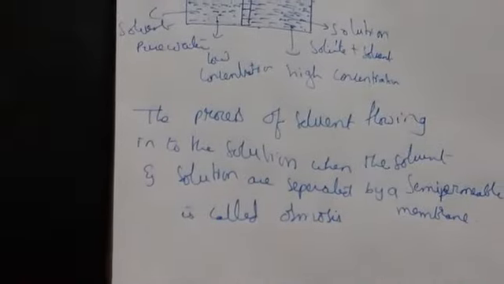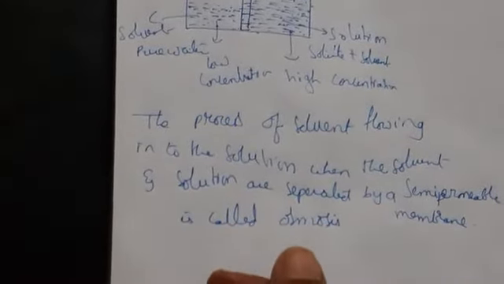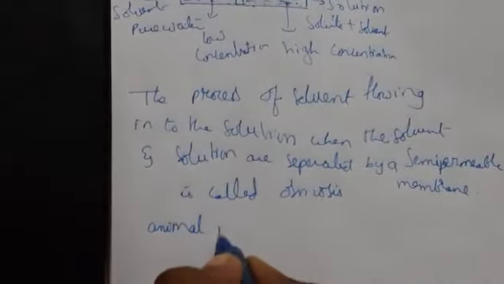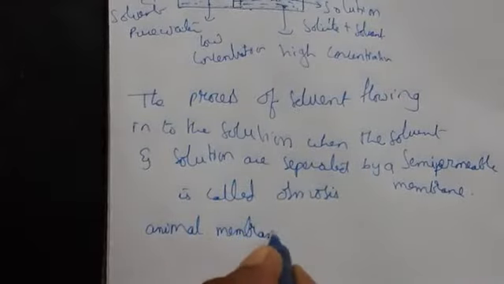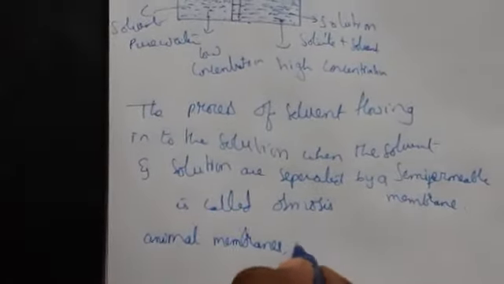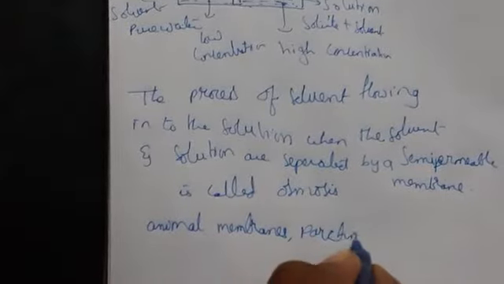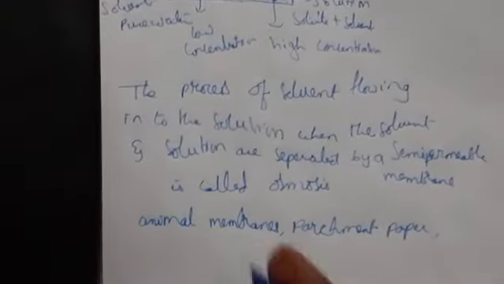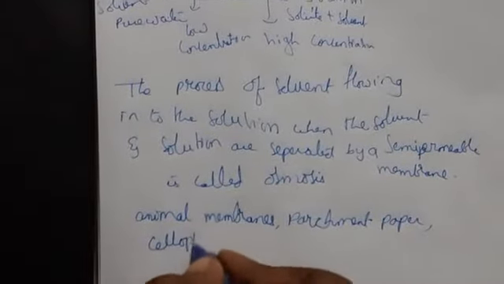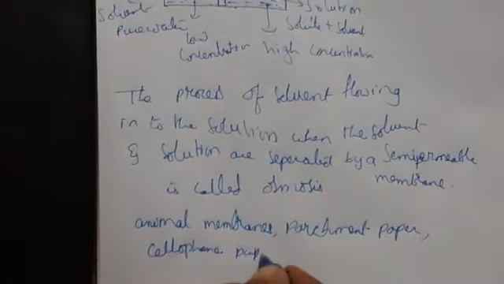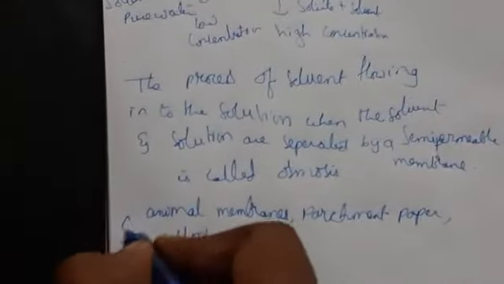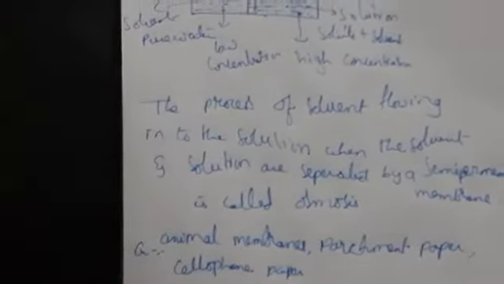Coming to here, what is a semi-permeable membrane? We have some types of membranes like parchment paper, cellophane, and animal membranes like pig bladder. Animal membrane is nothing but pig bladder. Parchment paper is one of the filter papers, and cellophane is also one of the filter papers. These are used as semi-permeable membranes to separate the solvent from the solution.